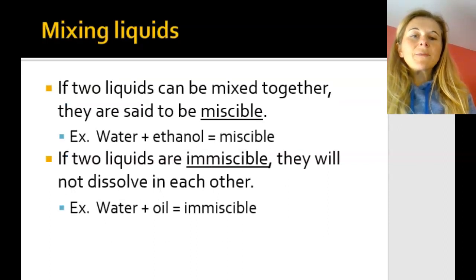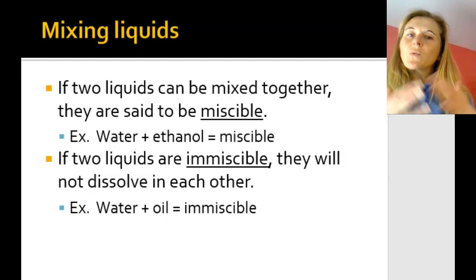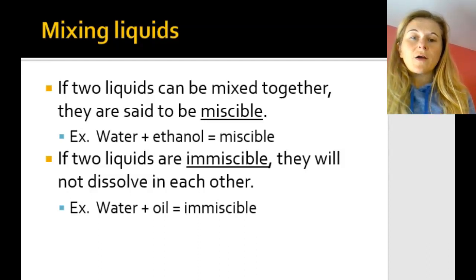If two liquids can be mixed together, they are said to be miscible. So that means that we can dissolve the one into the other. And a good example here is water and ethanol or isopropanol, rubbing alcohol. If we take that and we put it into water and we shake it up, we can't tell the difference. The two have mixed together, and that's how we dilute ethanol and isopropanol.